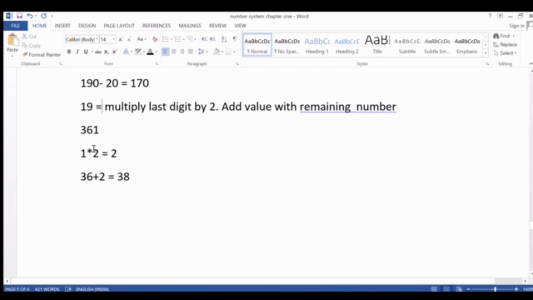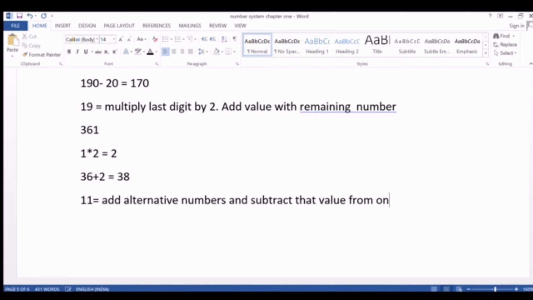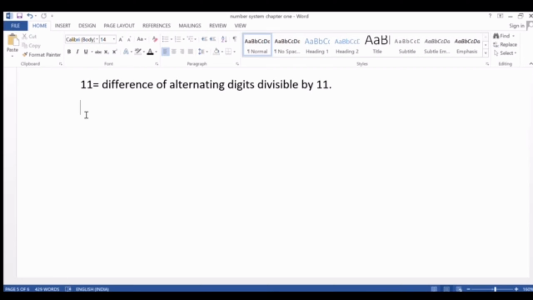Next we move on to the 19 divisibility rule. Multiply the last digit by 2 and add that value to the remaining number, and you will get some number. If that number is divisible by 19, the entire number is divisible by 19. And we move on to the remaining number.